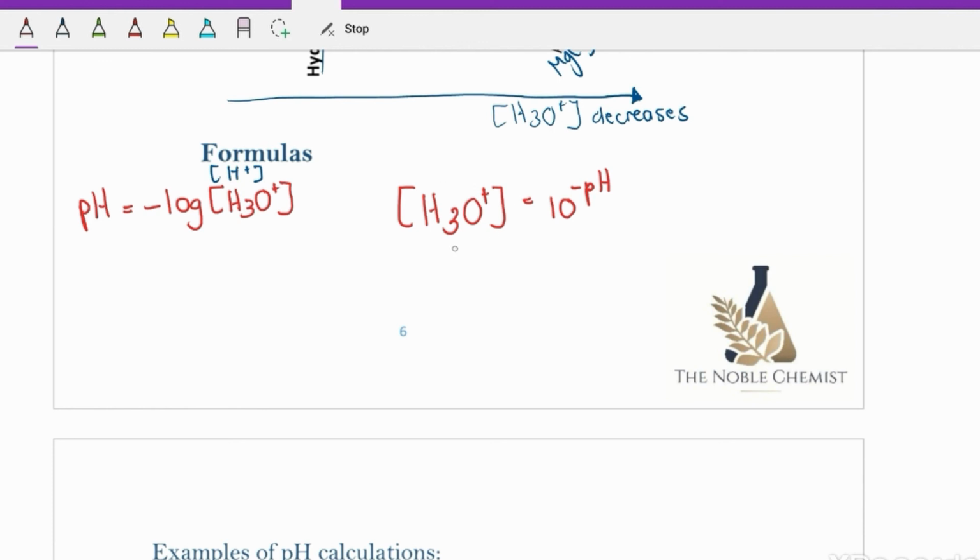And then the last one that you just need to know is the Kw expression. You can work out the concentration of the hydroxide ions or hydronium ions given this constant, which is 1 times 10 to the negative 14. Okay, the ionization constant of water.